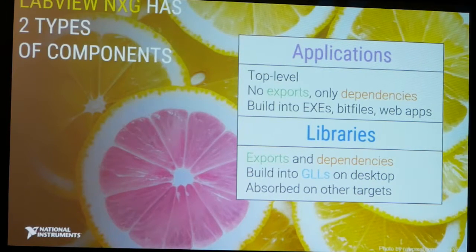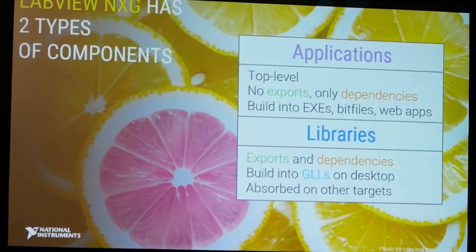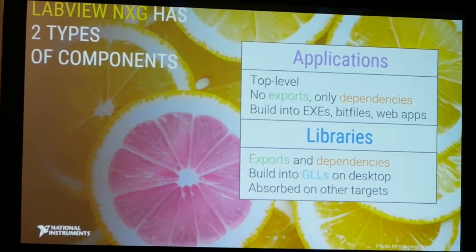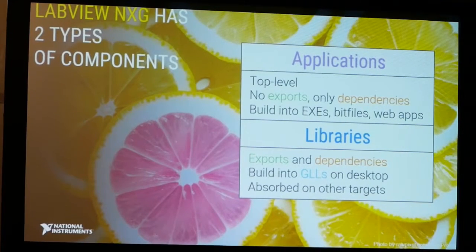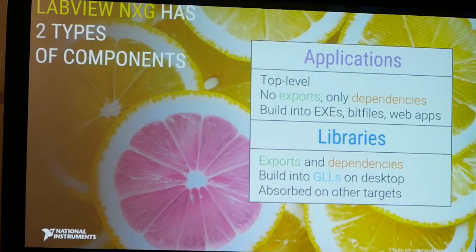The other one is libraries. Libraries can have exports and dependencies. And they build into something we call GLLs on the desktop. And GLLs are basically the compiled binary result of taking a library on the desktop, on the computer, and actually compiling it, going from the source to the binary result. And this is the packed project library replacement. I'm going to get a little more detail on that in a second.